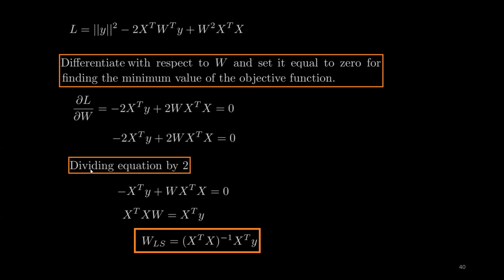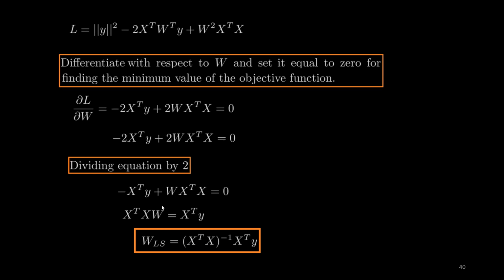Now in order to simplify, we divide this equation by 2. Just divide this equation by 2. So 2 will be removed and we are left with X transpose Y plus W X transpose X is equal to 0. So this is a negative term. We will move this negative term to the right side of the equation.